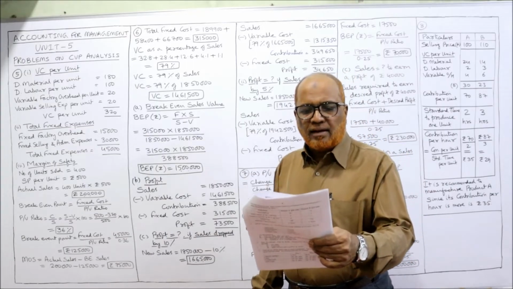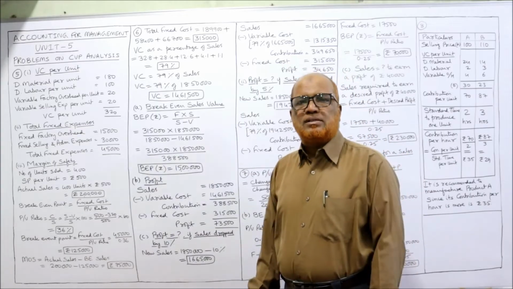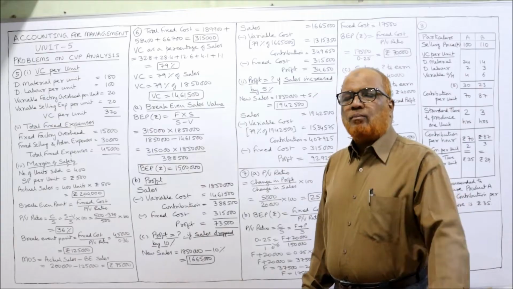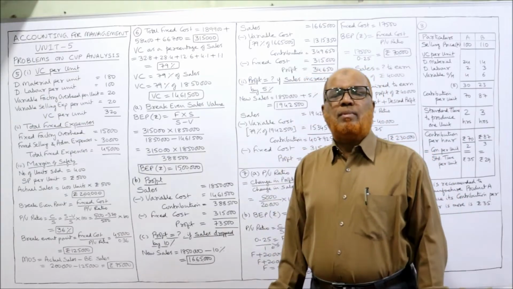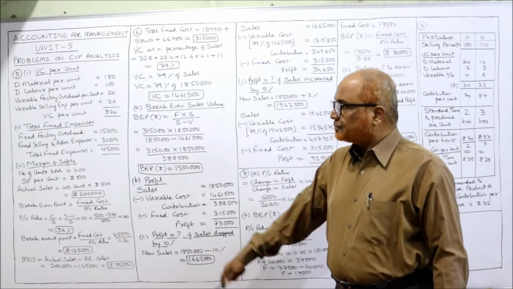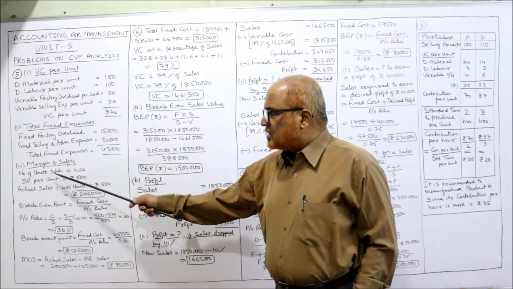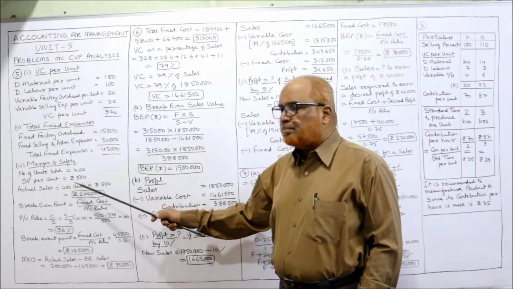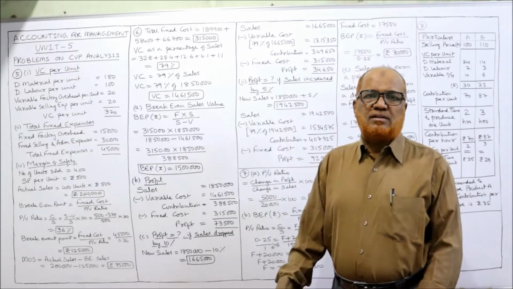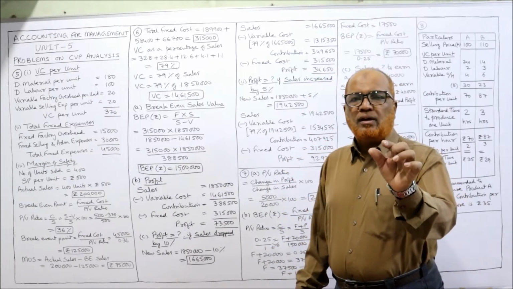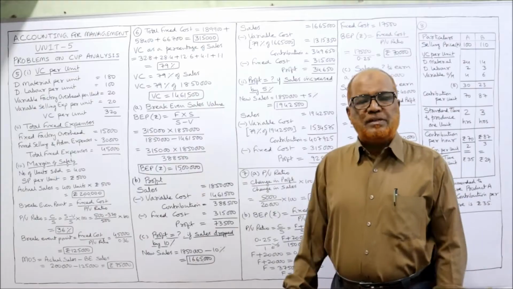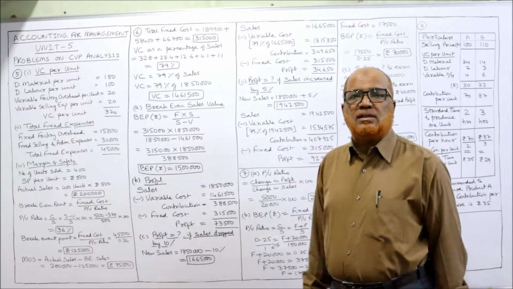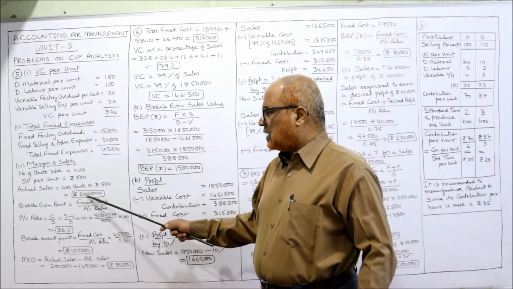The last, calculate the margin of safety, MOS. The formula for MOS is actual sales minus break-even sales. So here, number of units sold is 400, and selling price per unit is given in the problem as 500. If you multiply 400 units into 500 rupees, we will get the actual sales. So here actual sales are 2 lakh.